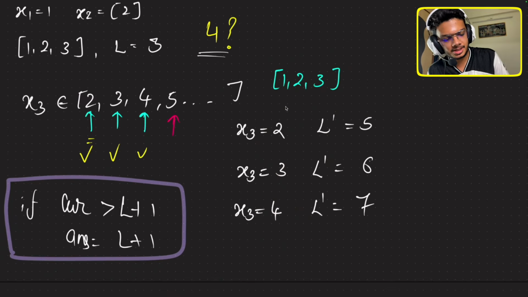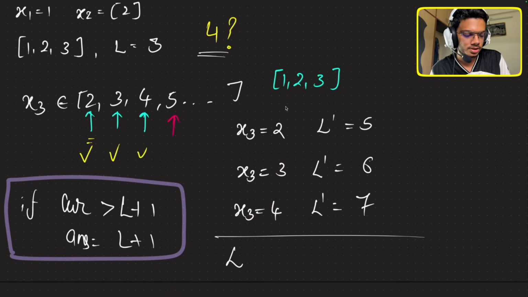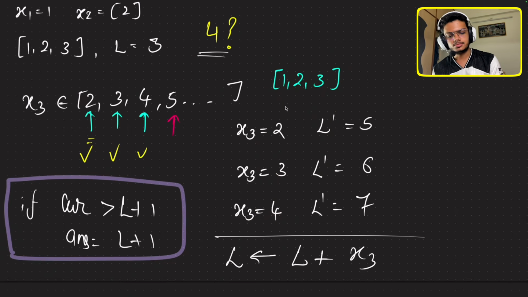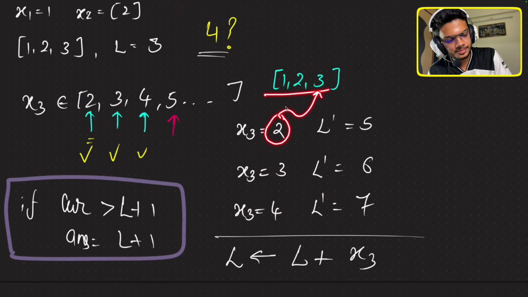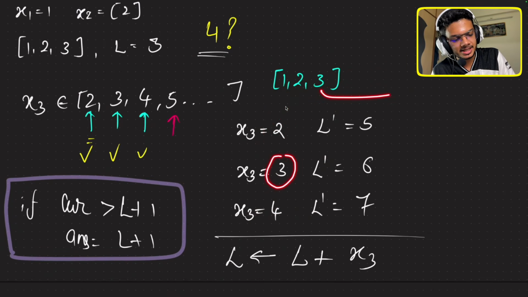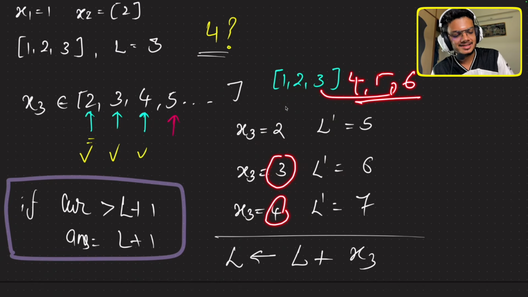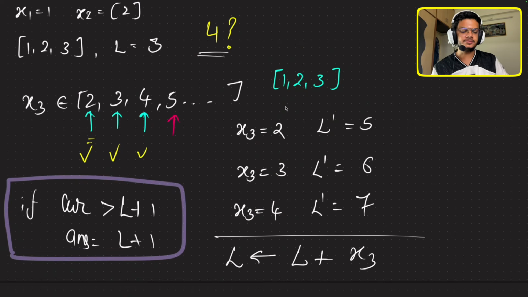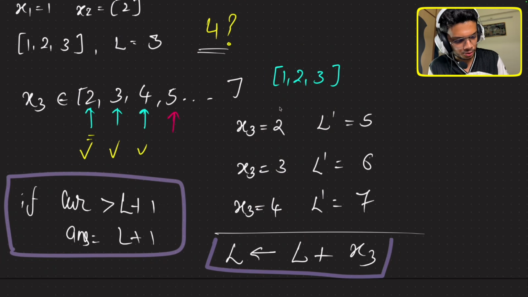In other words, if I have to summarize, L for the next round becomes equal to the current value of L plus whatever x3 you choose, right? Simple. If you chose x3 equals to 2, in the current range, it will be extended by 2. If you choose x3 equals to 3, it will be extended by 3, 4, 5, and 6. If you chose 4, it will be extended by 4, 5, 6, 7. And this also is an important update step.